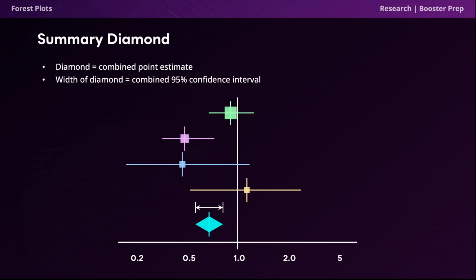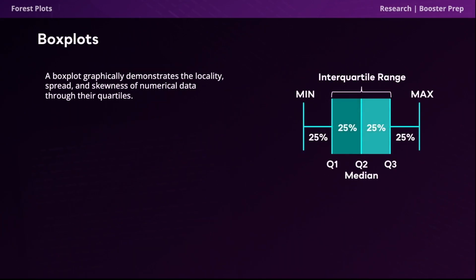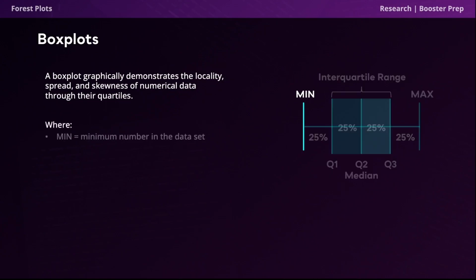They are also particularly useful for identifying patterns, heterogeneity, outliers, and assessing the overall strength of evidence. Next, let's discuss box plots, which are also known as box and whisker plots. Box plots graphically demonstrate the locality, spread, and skewness of numerical data through their quartiles, where min represents the minimum number in the dataset, Q1 represents the first quartile, Q2 represents the median of the dataset.